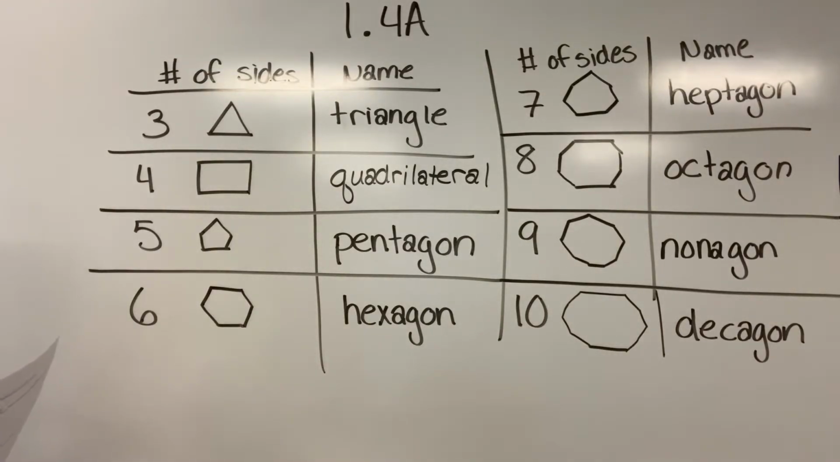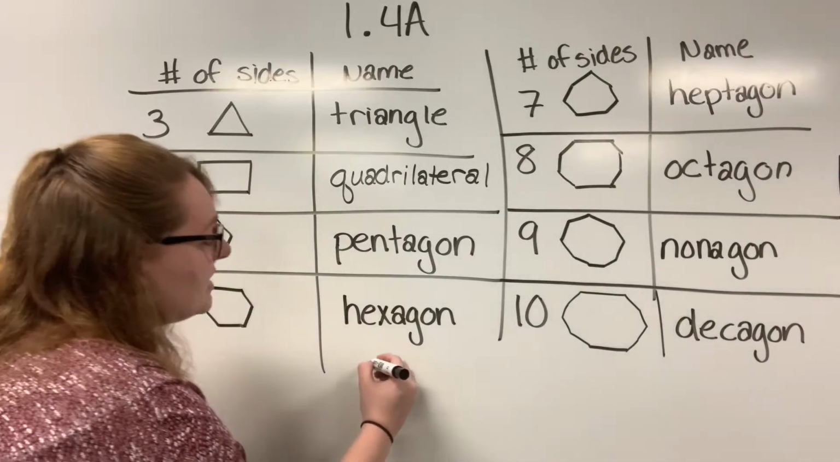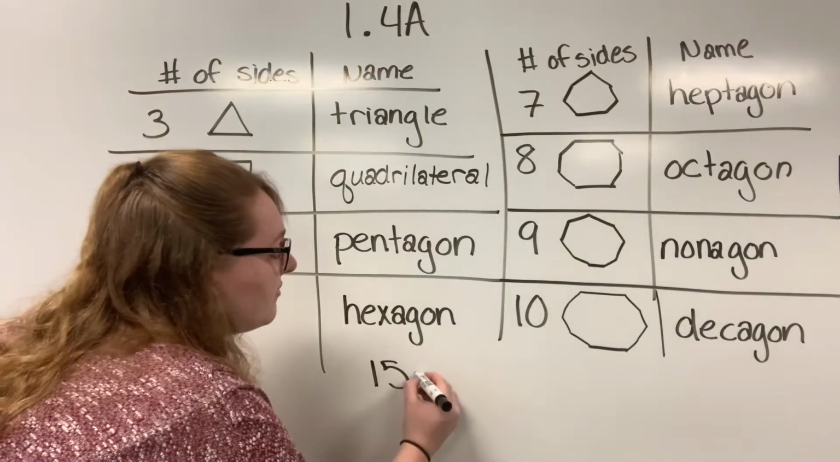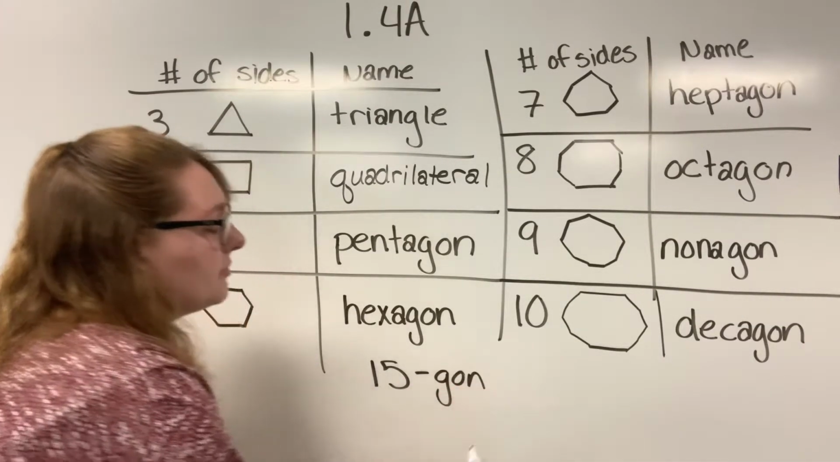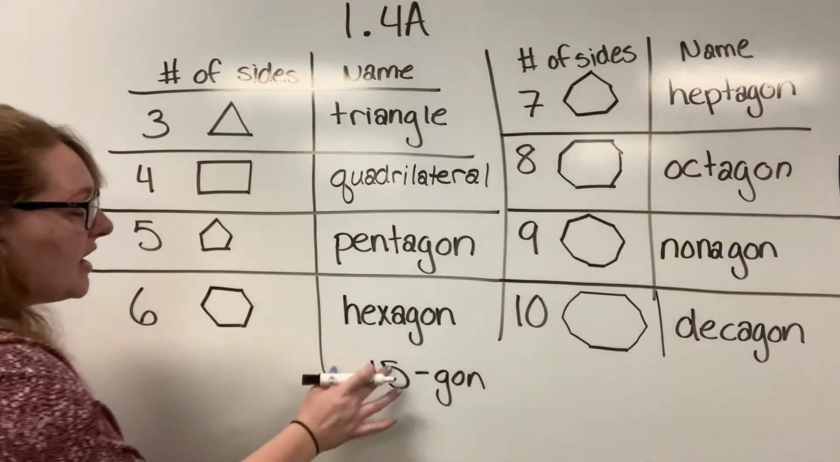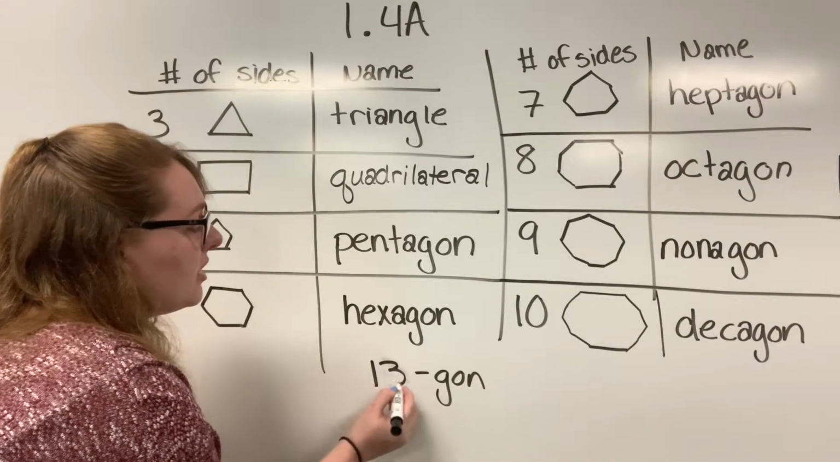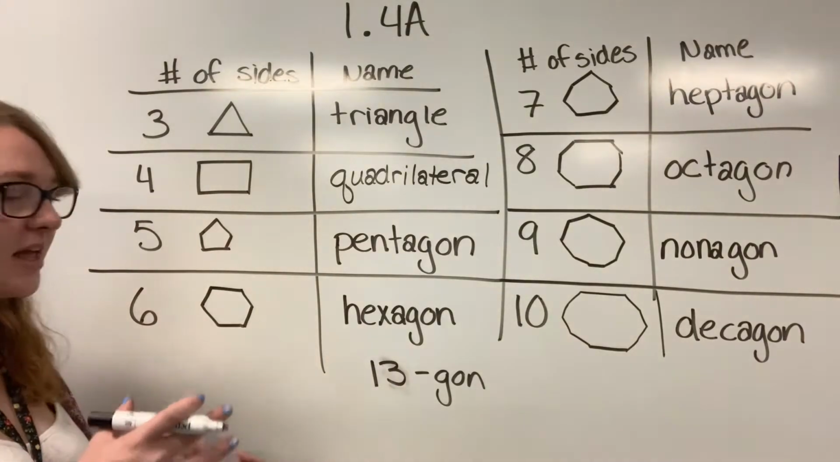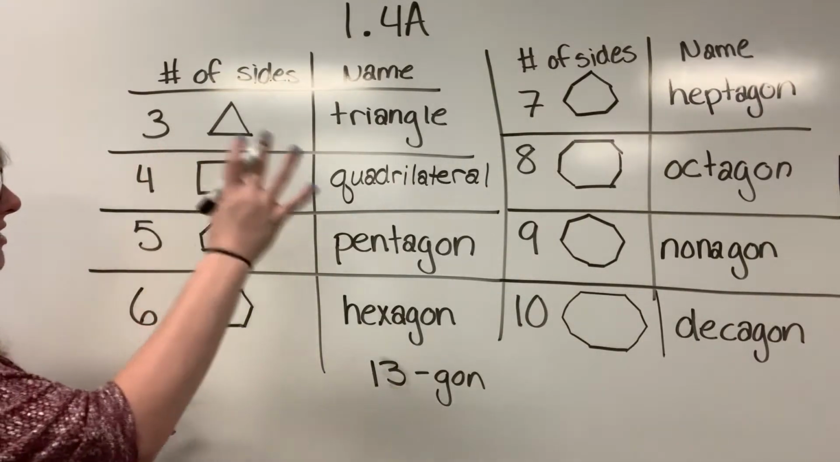If a polygon has more than 10 sides, let's say it has 15 sides, then the name for that is just a 15-gon. If it had 13 sides, it'd be a 13-gon. If it had 27 sides, it'd be a 27-gon. It doesn't have a fancy name like these.